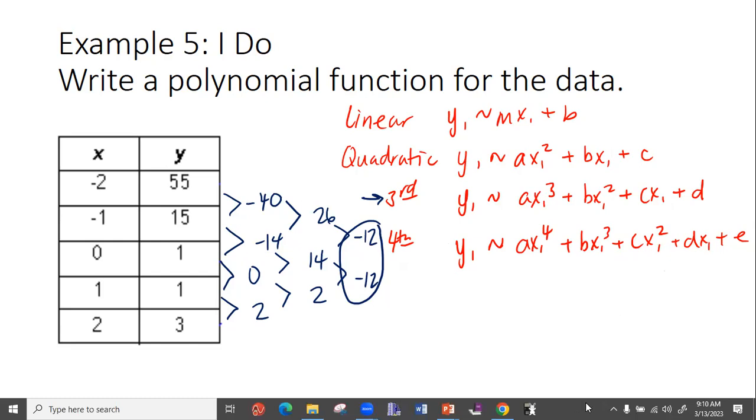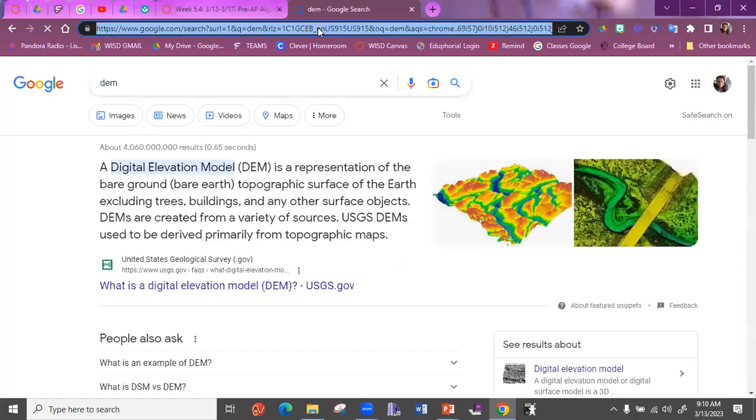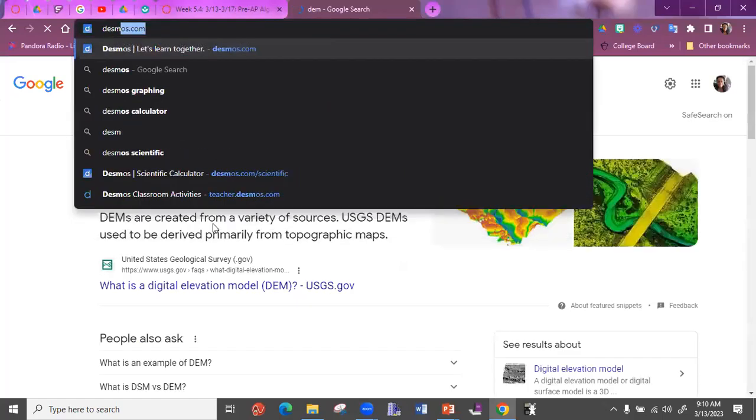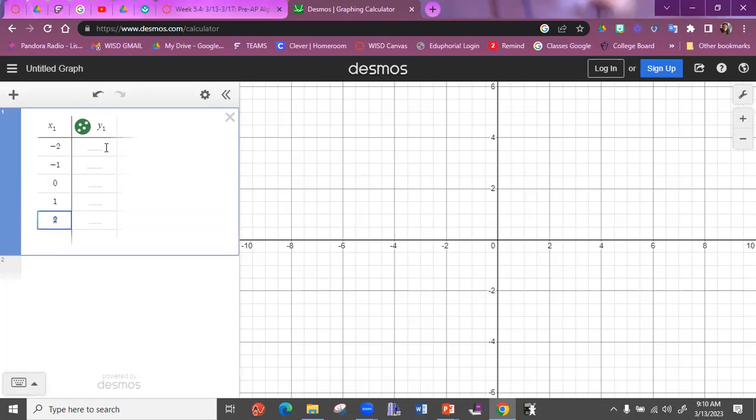All right, so we're going to go to Desmos, the graphing calculator. We have to add our table. To add a table, you press the add button and click on table. Now you type in your values. What were our x values? Negative 2, negative 1, 0, 1, and 2.